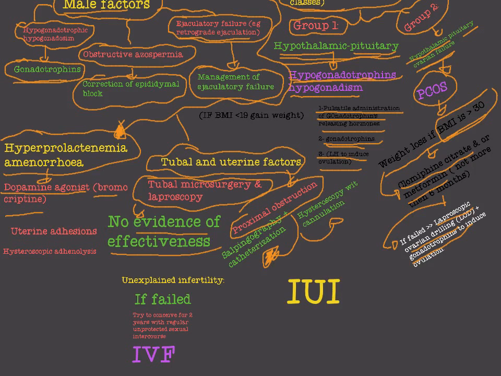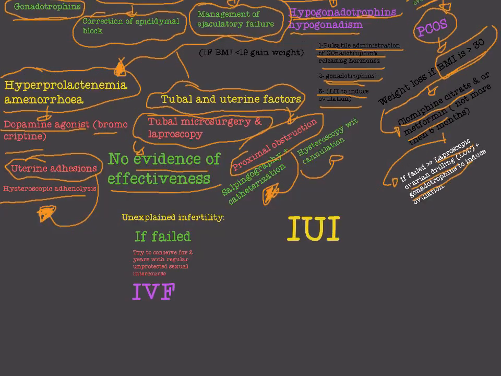If the cause of infertility was uterine adhesions, then hysteroscopic adhesiolysis is the surgery to do to lyse these adhesions. What if we have unexplained infertility? If it is not male factor, not an ovulatory disorder, group 1, group 2, group 3, and it is not a problem with the tubes or the uterus, what if it is unexplained infertility?